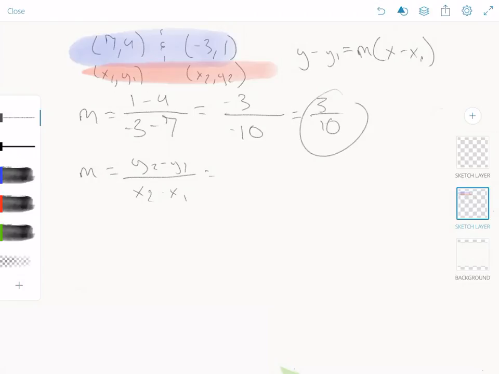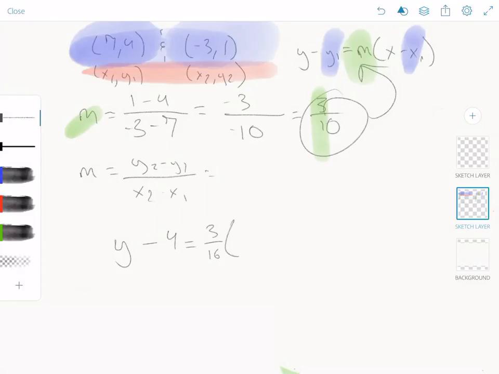So I've got the first thing that I can plug into my equation, and now to find the equation of the line, I'm just going to take one point or the other. I prefer things to be positive, so I'm going to take x1, y1, and plug those in here along with my slope that I found. So here we go. y minus y1, which is 4, equals the slope of 3/10, open parentheses, times x minus x1, and x1 here is 7. We simplify, solve, and we're done.